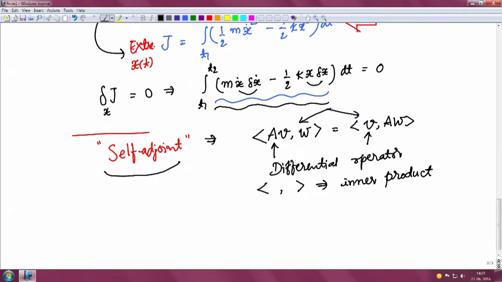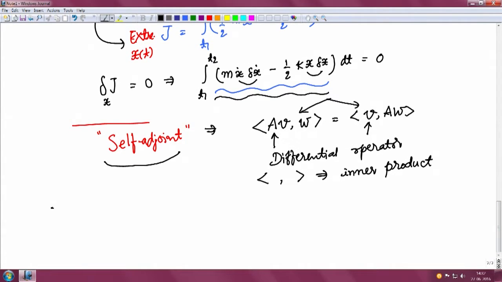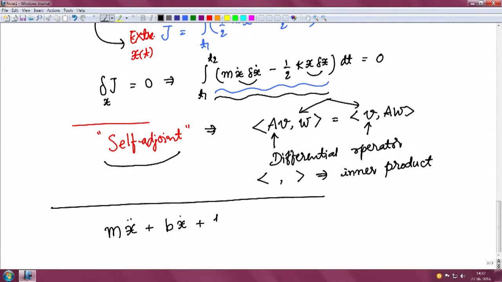That is sufficient, but not necessary, meaning that if there is a differential operator which is not self adjoint, it may still be possible to arrive at the functional which, when extremized, will give the result. So, we will take a differential operator that is not self adjoint. We will take the same example. I will write m x double dot, and now I will take b x dot also, which spoils the symmetry that we have, equal to 0.